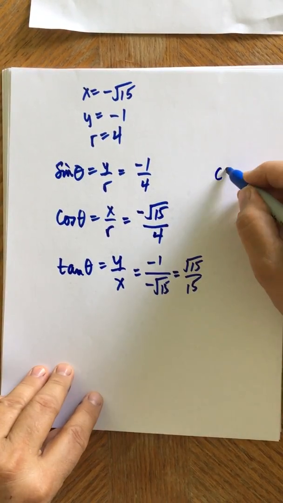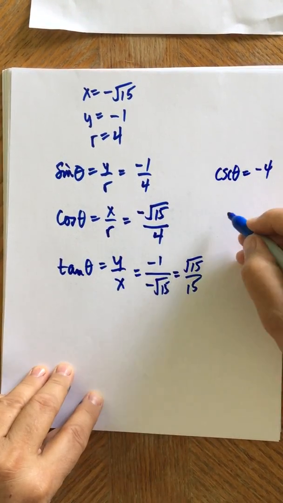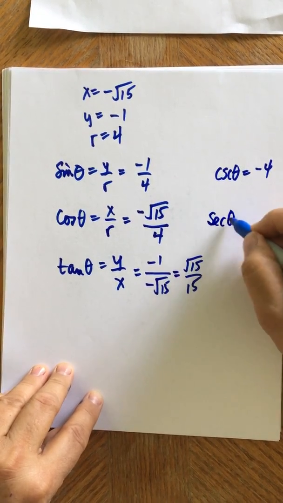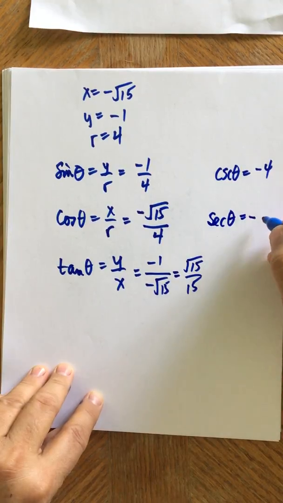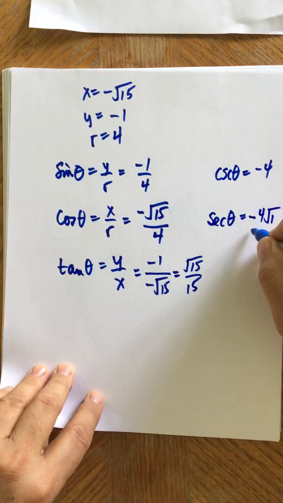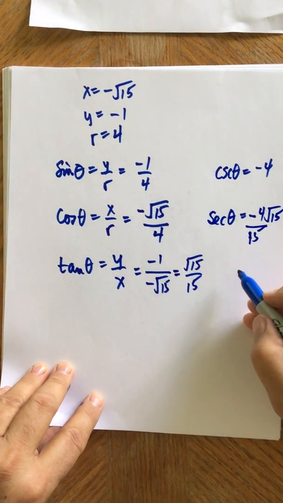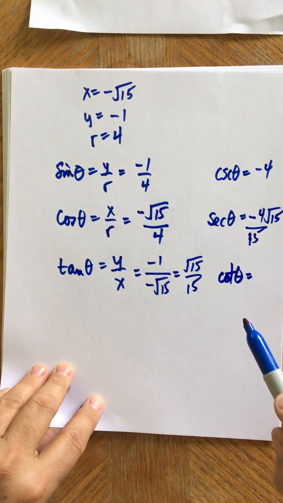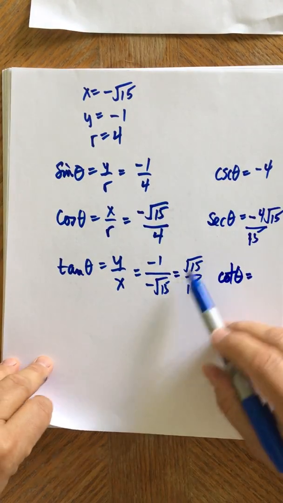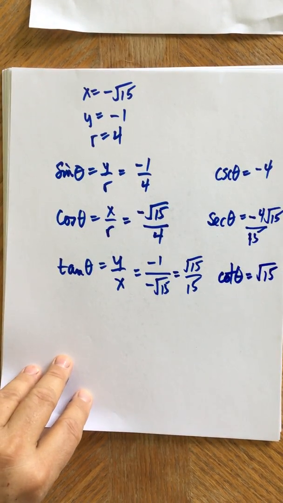And so now we can just do the reciprocals. Cosecant is -4, 4 over -1. Secant is going to be 4 over square root 15, and it's going to be negative. You're going to have to rationalize it, 4 over square root of 15, and then you're going to have 15 like that. And then finally, cotangent. When you flip this, we're going to have square root of 15. Okay, so I think that covers it.